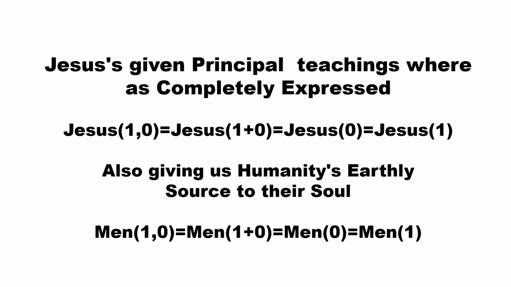Here we have the expression where Jesus' given principal teachings were as completely expressed. His principal teachings would give Jesus 1 and or 0 as equal to 1 and 0 as equal to principal numeric object 0 as equal to principal numeric object 1, the Father, Son, and Holy Ghost. And Jesus on earth creation as developable to a principal system and reducible to a principal and or pseudo system. That would be his teachings on earth.